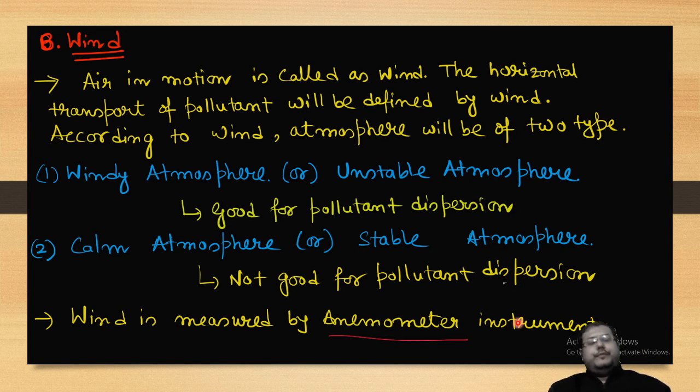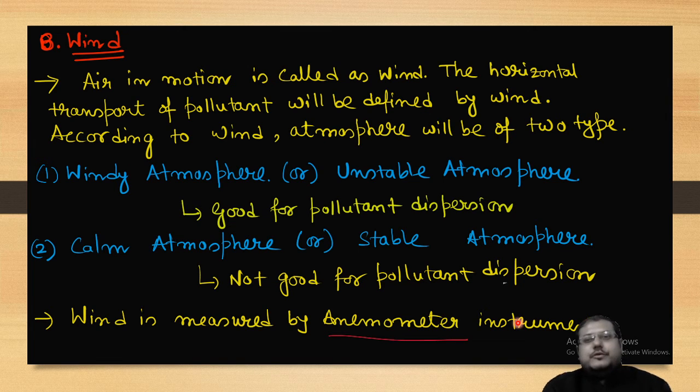Now we're going for wind. So temperature is actually defining the vertical transport. Wind will define the horizontal transport. So air in motion is called as wind. The horizontal transport of pollutant will be defined by wind.